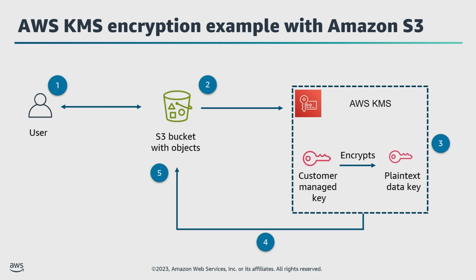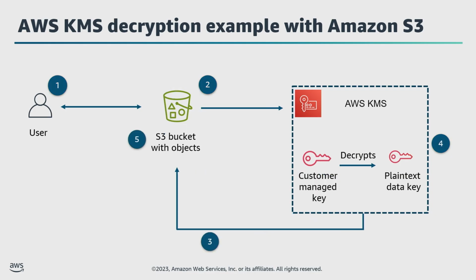When you upload a file, Amazon S3 requests a data key and a copy of the key encrypted under the specific AWS KMS key. In this example, it's a customer-managed key. AWS KMS generates a plaintext data key and encrypts it under the AWS KMS key and sends both the data key and the encrypted key back to Amazon S3. Amazon S3 encrypts the object by using the plaintext data key, stores the object, and then deletes the plaintext data key. The encrypted key is kept in the object metadata.